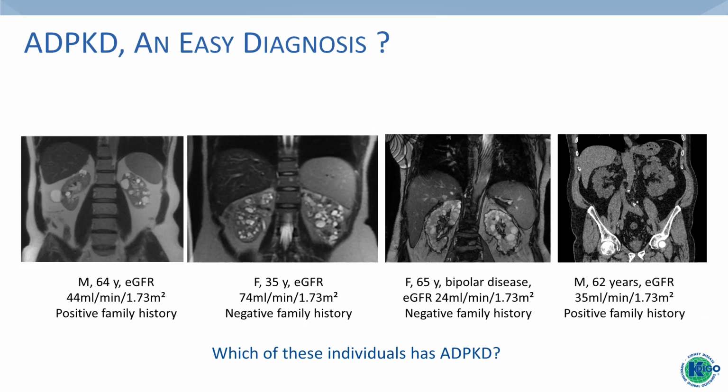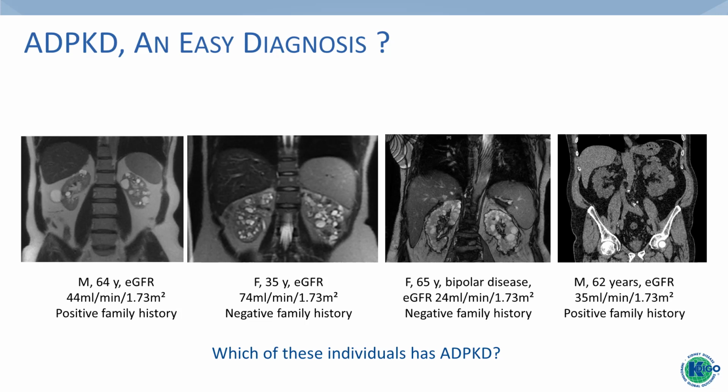ADPKD is characterized by the development of bilateral fluid-filled cysts in the kidneys. ADPKD occurs in approximately 1 in 2,500 individuals. ADPKD is often considered as an easy diagnosis, and my question to the audience at this stage is: is the final diagnosis in all these patients ADPKD?